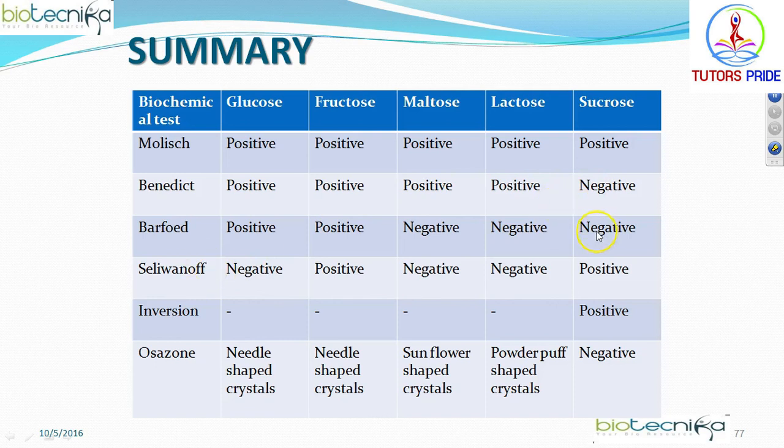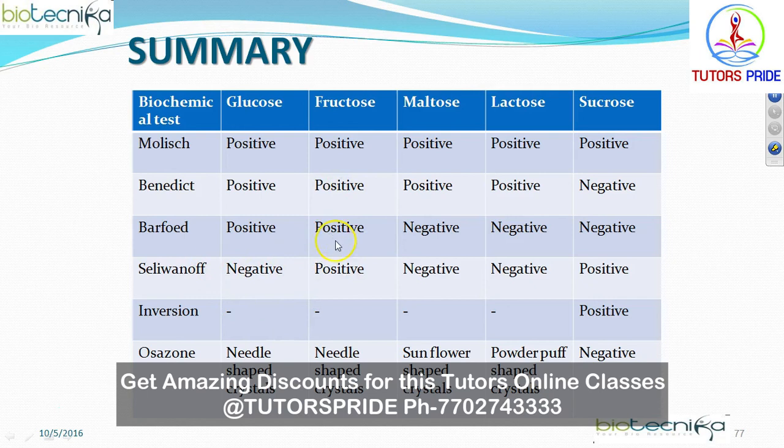This is a very good confirmation test for sucrose. Barfoed's test, similarly, will show positive for all the things. It will show a negative result for maltose, lactose, and sucrose. These won't show a positive Barfoed's test. Okay, and as I told, Seliwanoff's test will show for fructose only. As I told, it is the test to differentiate between ketose and aldose. Okay, thus Seliwanoff's is meant for ketose. It is not meant for glucose, an aldose.